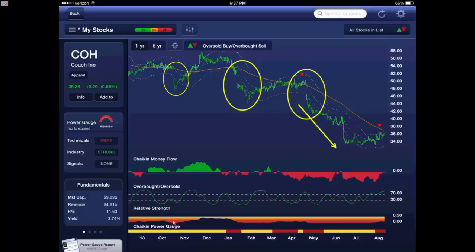Stock is underperforming the market. You can see the institutional selling. The Power Gauge turned bearish again in early March. Triggered an overbought sell signal, disappointed, and then price momentum to the downside. When the market and the model agree, you get price acceleration to either the upside or the downside.